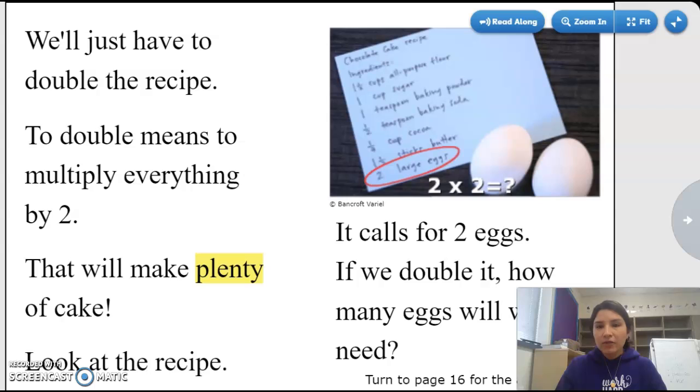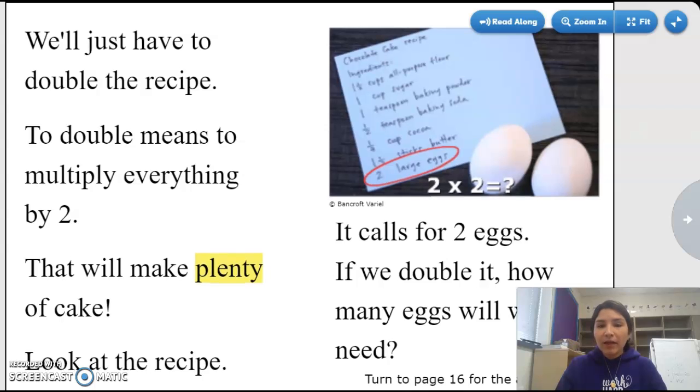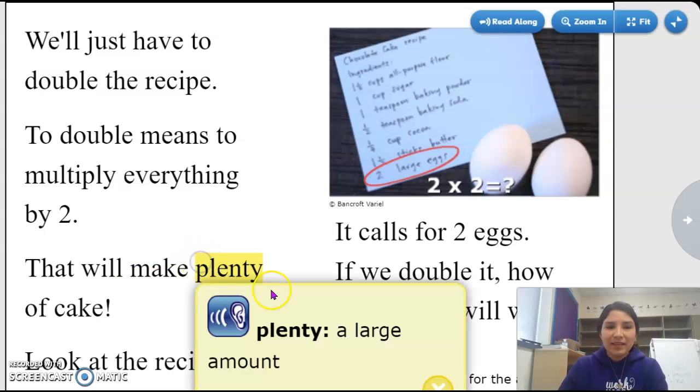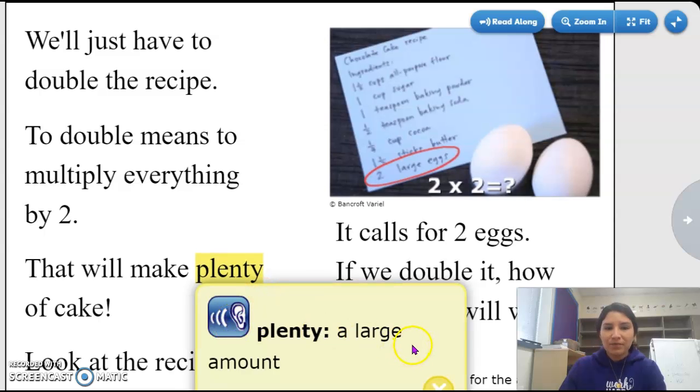It calls for 2 eggs. If we double it, how many eggs will we have? So if you have 2 eggs, and you need to double it, how many eggs will you have? 4 eggs. Click on this bold word. Plenty. A large amount.